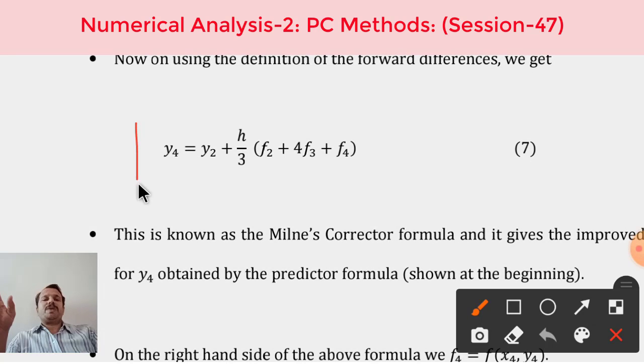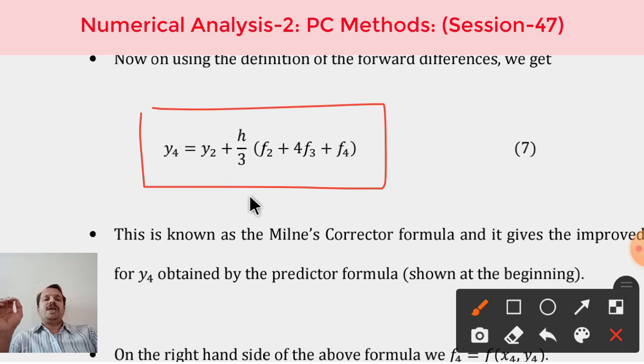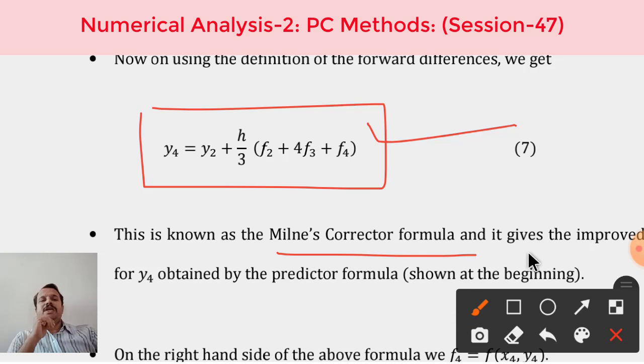I will get this particular expression: y4 is equal to y2 plus h by 3 after taking LCM outside the bracket, h by 3 into the bracket f2 plus 4f3 plus f4. So this is ultimately the required formula, and this is known as Milne's corrector formula, and it gives us the improved value of y4. It gives us the corrected value of y4. Therefore, let us denote it as y4c.